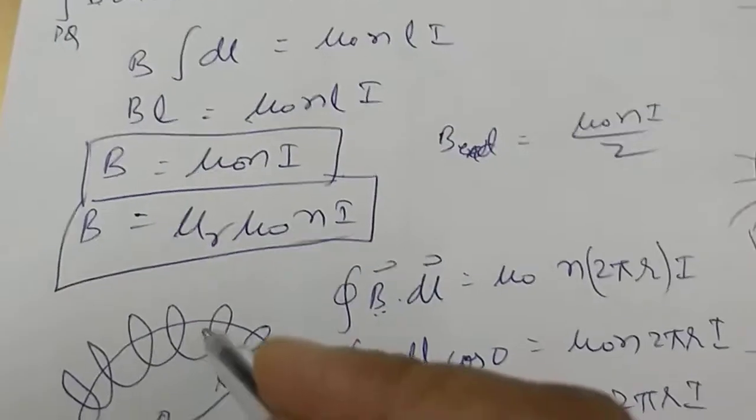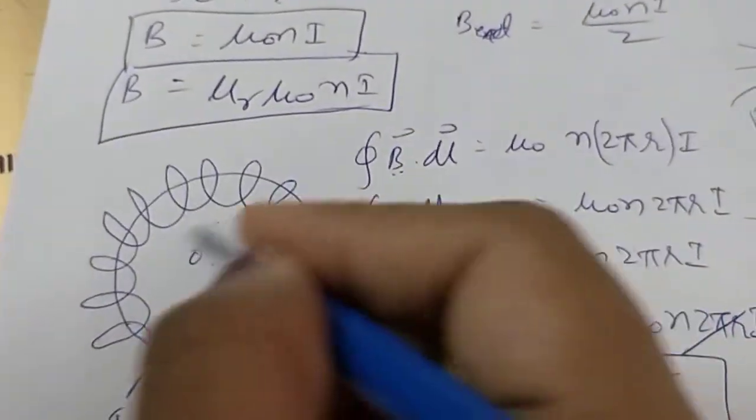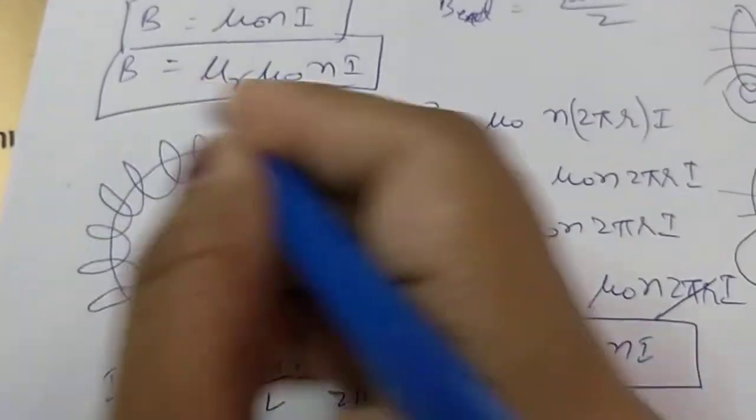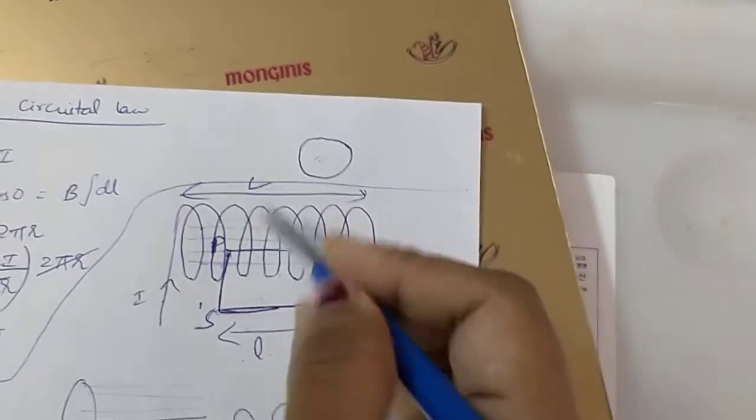Inside, from here to here, it is μ₀nI, but in this place the magnetic field is 0, and outside it is also 0. In a solenoid, the magnetic field inside it is μ₀nI, but outside it is 0.